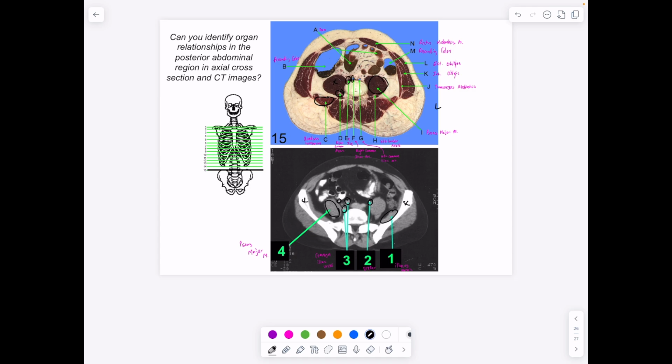Okay, then we have inferior vena cava. This is right common iliac. This is left common iliac. Descending colon, rectus abdominis, external oblique, transversus abdominis, ilium, and then ascending colon.